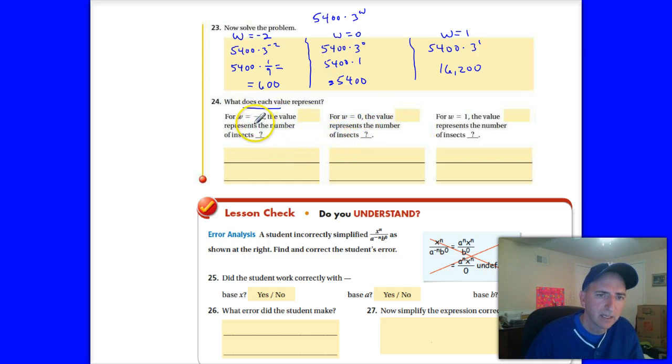If W is -2, the value was 600. Since it's negative, the value 600 represents the number of insects blank. We're supposed to fill in the blank here with the phrase 2 weeks before the population is measured.